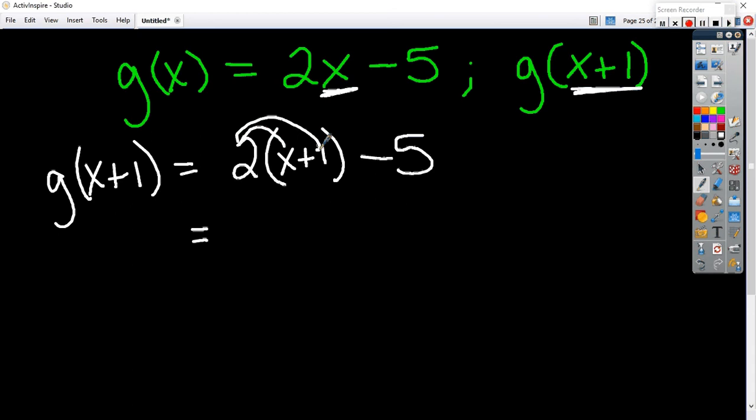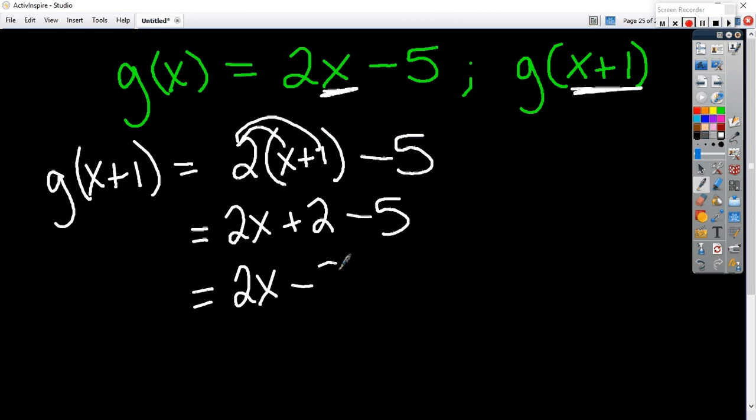So I have to multiply it through. So 2x plus 2 minus 5. Can I simplify that any? Sure. Negative 3. Does that make sense? All right, y'all are saying yeah now. I'm believing you.